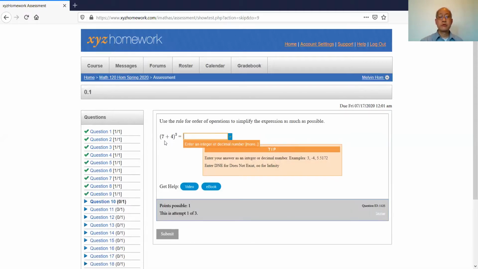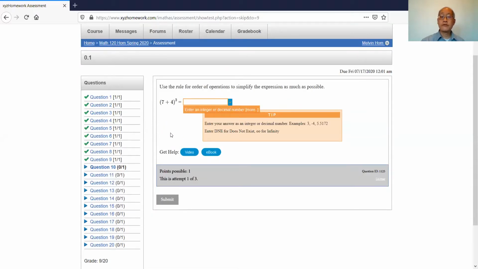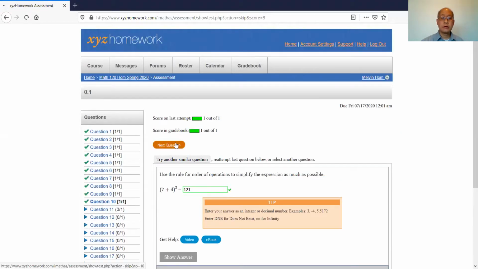Okay, this one I'm supposed to do the parentheses first. So 7 plus 4 is 11. So it's 11 squared. 11 times 11 is 121. And here we go.